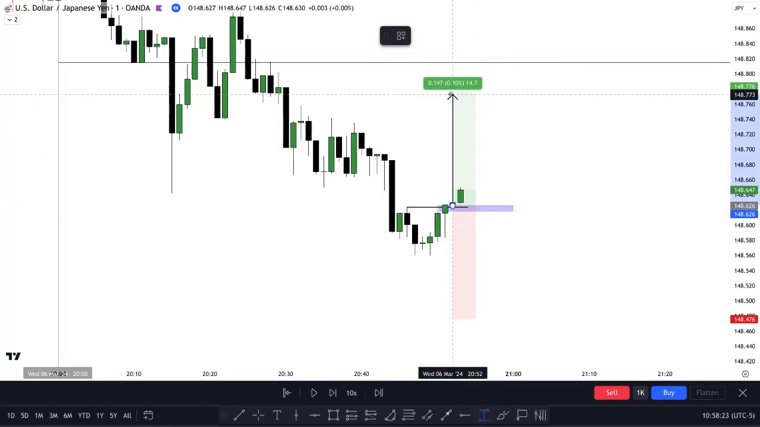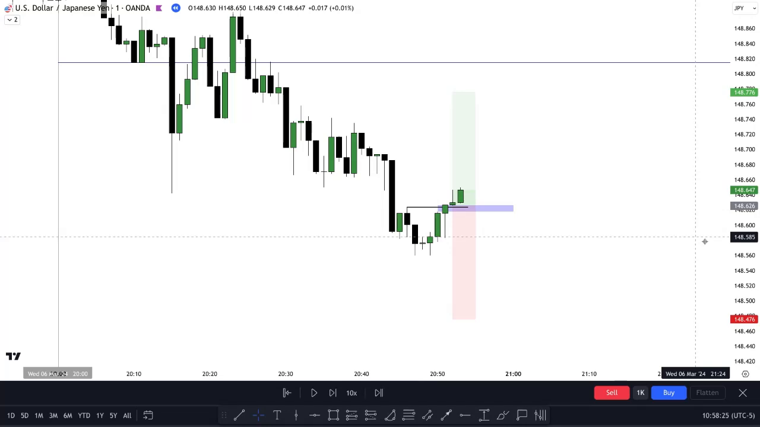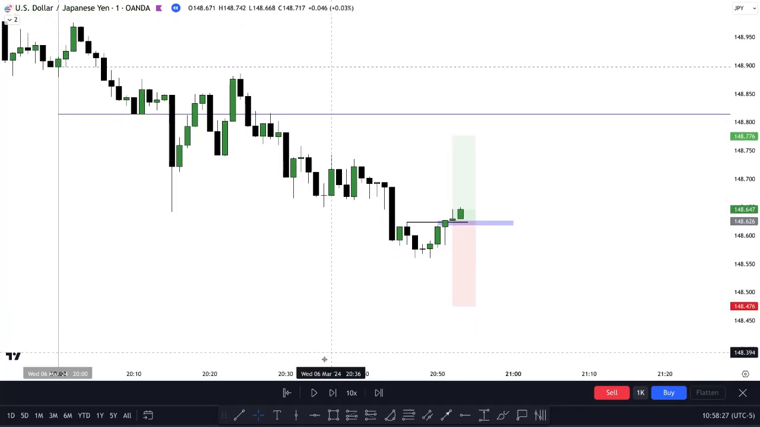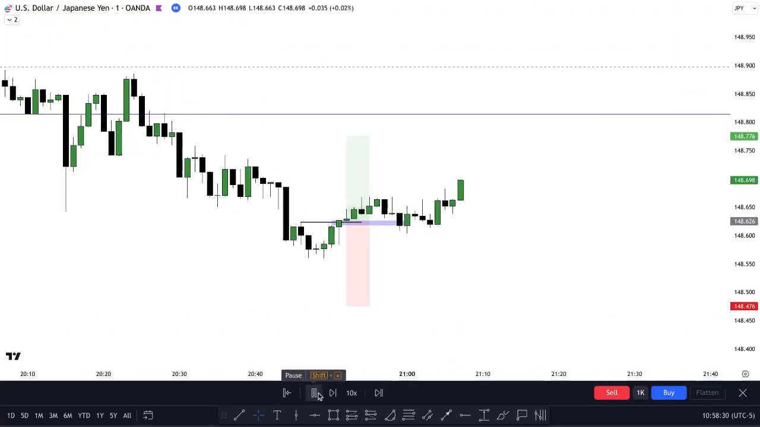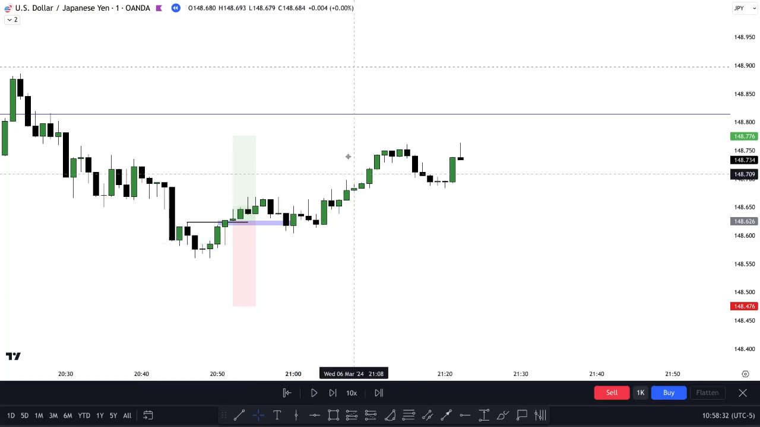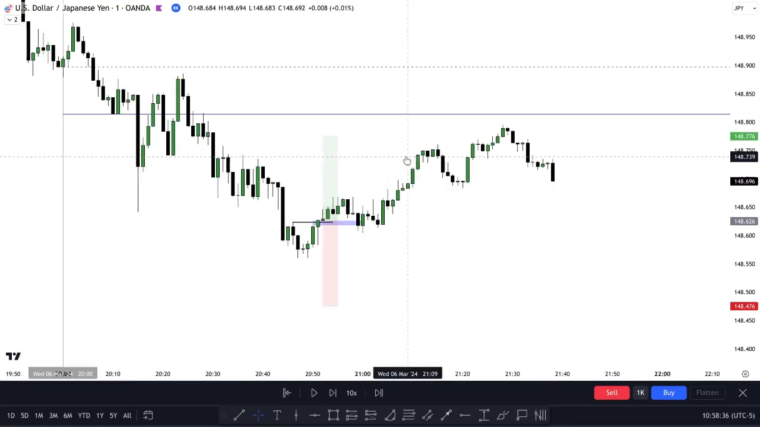So we're looking to see if price is going to run up and give us 10 for a scale out or taking partials, and then 15 pips higher. There we go. So we have price running up, giving us 10 pips. We can scale out, and there we go. Full TP hit.